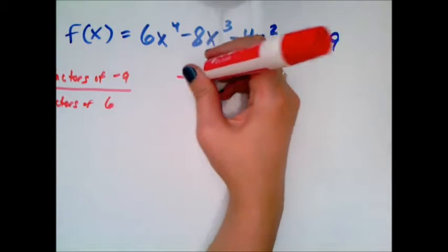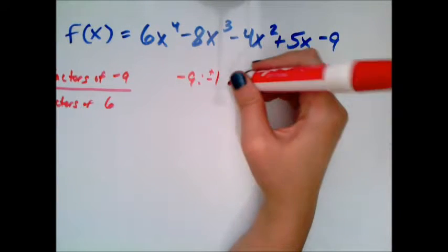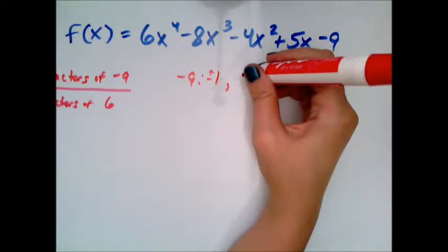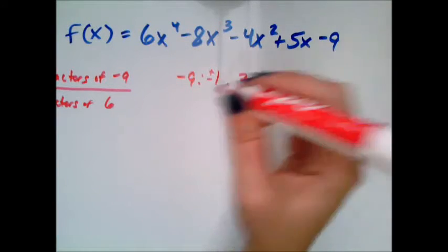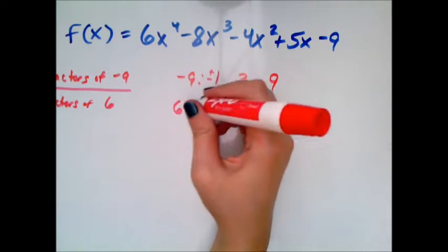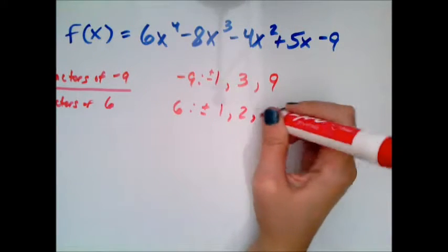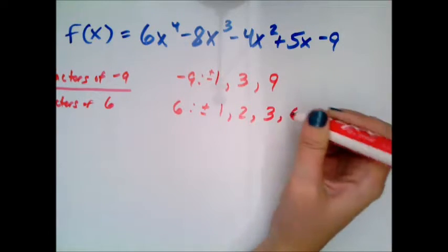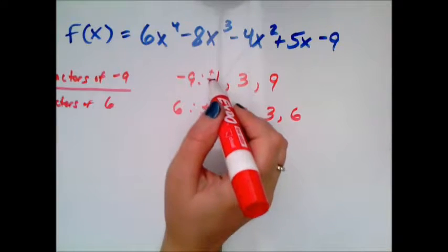So for -9, you get 1, and right, they're all plus or minus, so we'll just write that once out front. So you could have 1, 3, and 9. And then for 6, you could have plus or minus 1, 2, 3, or 6. All right, so if we start writing all of our combinations, we could have 1 over 1.